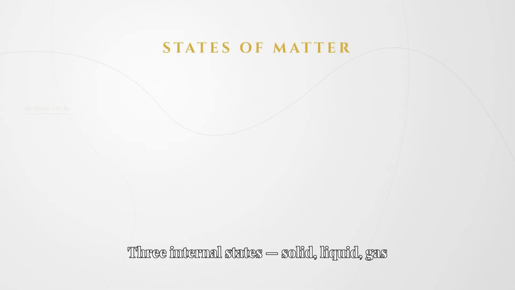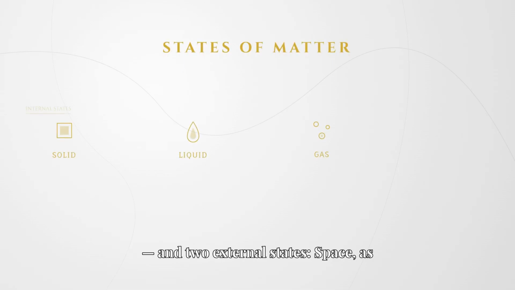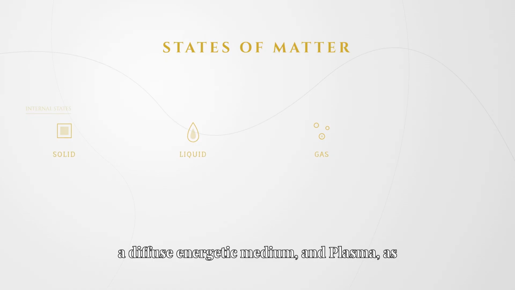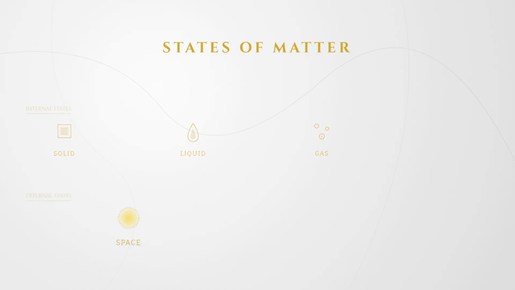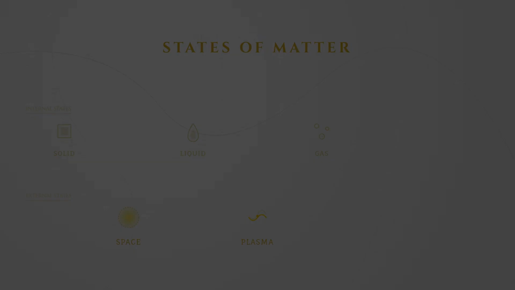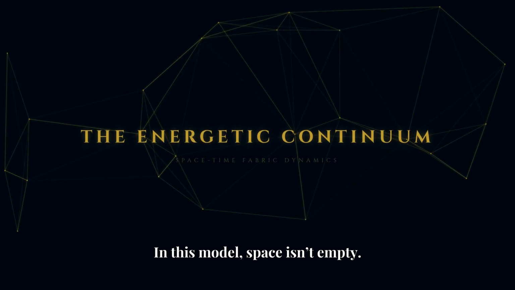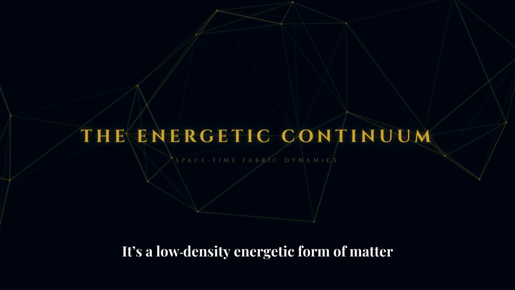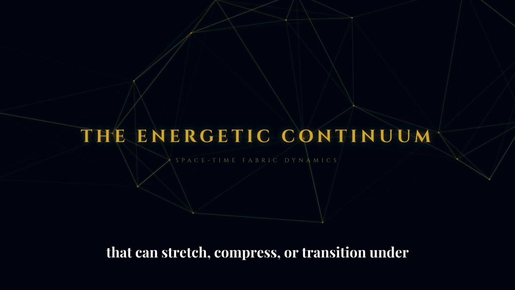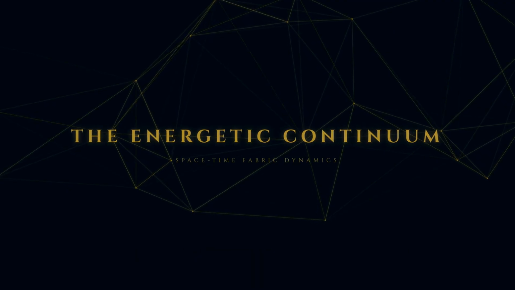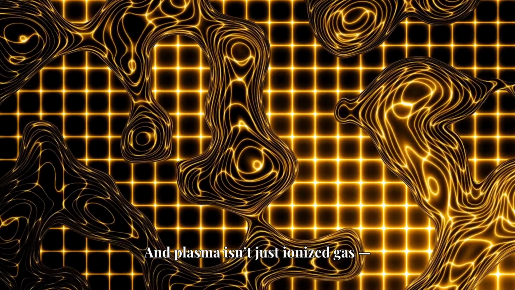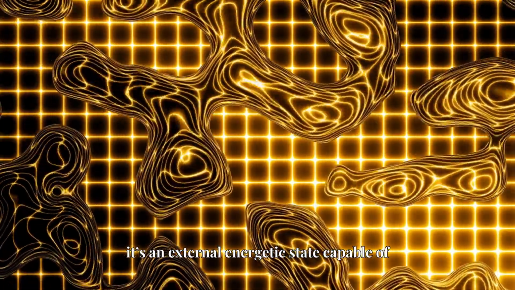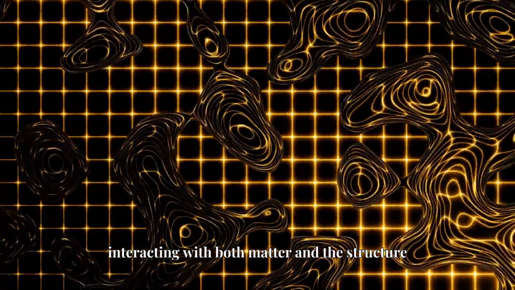Three internal states: solid, liquid, gas, and two external states: space as a diffuse energetic medium and plasma as the highest energy external state. In this model, space isn't empty. It's a low density, energetic form of matter that can stretch, compress, or transition under extreme conditions. And plasma isn't just ionized gas, it's an external energetic state capable of interacting with both matter and the structure of space itself.